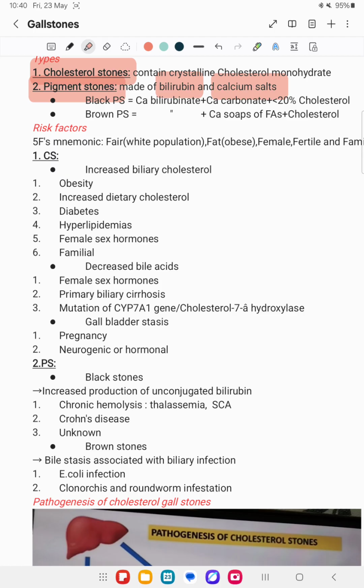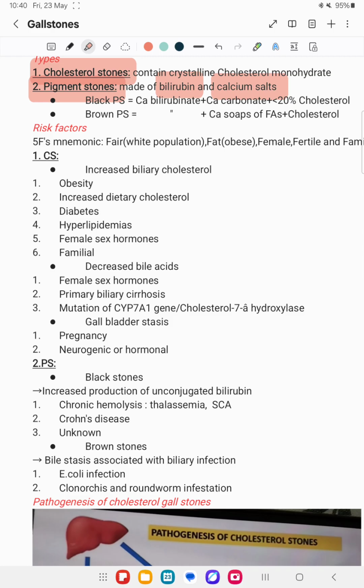So in what cases do we see increased biliary cholesterol? Obesity, increased dietary cholesterol, diabetes, hyperlipidemia, female sex hormones, and familial, meaning family history. Obviously, someone who is obese, you can assume that he may have increased cholesterol. Someone who takes increased dietary cholesterol basically has increased cholesterol. Diabetes and hyperlipidemia, you can relate to increased cholesterol. Also female sex hormones and family history.